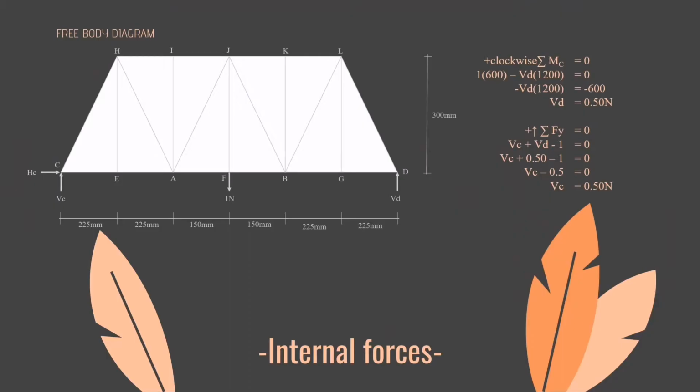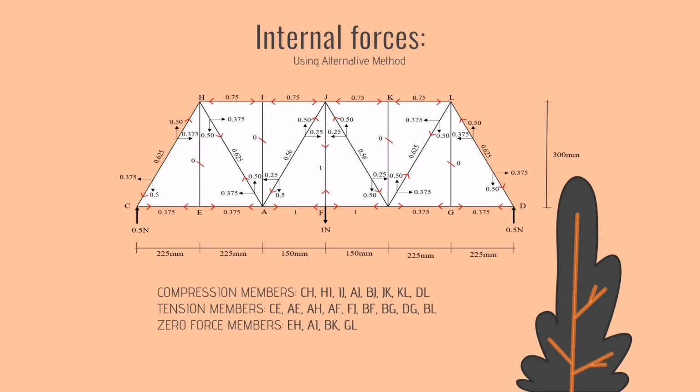We proceed to the next step to find the internal forces. We put a 1 Newton point load at the middle of the bridge and ignore all the loads that we had before, and repeat the same method like we used before. First, we need to find the reactions. Then find the internal forces by using the alternative method. For compression members, we have CH, HI, IJ, AJ, BJ, JK, KL, and DL. For tension members, we have CE, AE, AH, AF, FJ, BF, BG, DG, and BL. And for zero force members, we have EH, AI, BK, and GL.